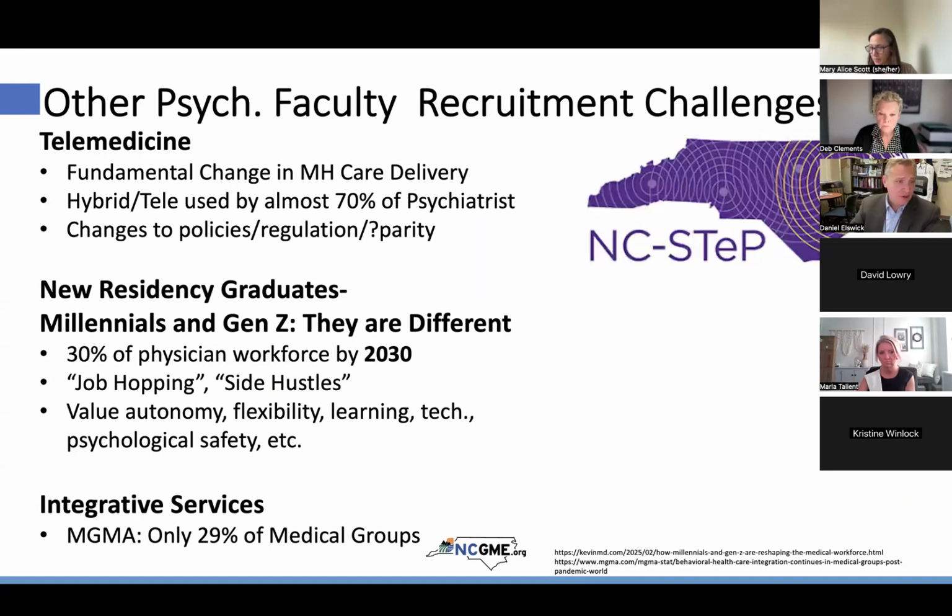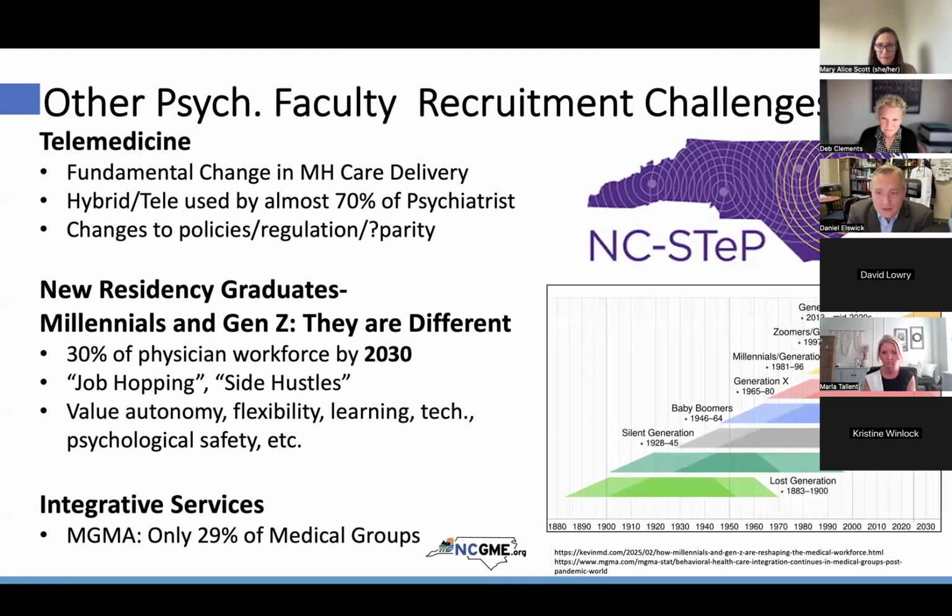I do want to talk for a minute about millennials and Gen Zs. My new residents, the ones who are graduating, are millennials and Gen Zs. That doesn't mean there's something wrong with them. It just means they're a little bit different. I'm a Gen Xer, and I was trained by mostly baby boomers and other Gen Xers and some silent generation folks. We're seeing folks entering the workforce who have a very different perspective on their priorities. It doesn't make it negative. It's just a way you have to look at things differently.